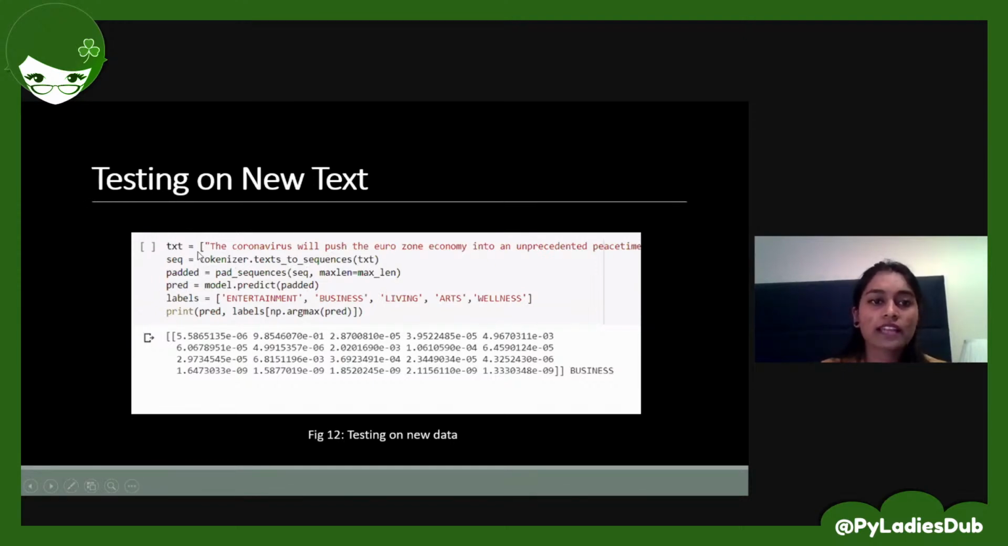In this, for example, this is the text input: "The coronavirus will push the Eurozone economy into the unprecedented peacetime." After applying tokenization and padding sequences, the model predicts from these labels I have given: entertainment, business, living, art, and wellness. We can see the machine itself is predicting that this statement belongs to business. This is the output of the predictions. This is a random text input assigned after the model was trained, and the model is correctly predicting that it belongs to the business category.